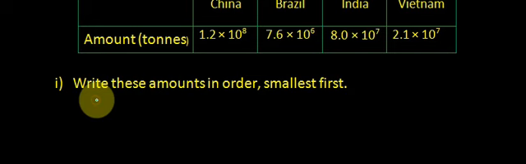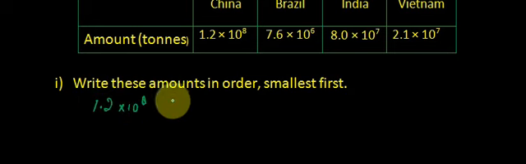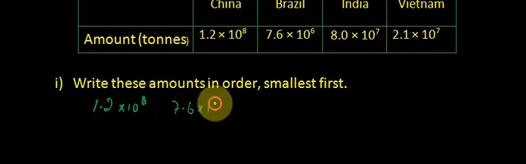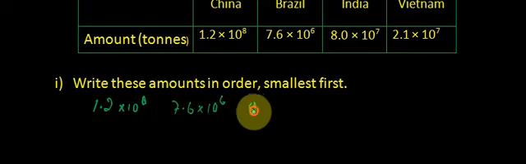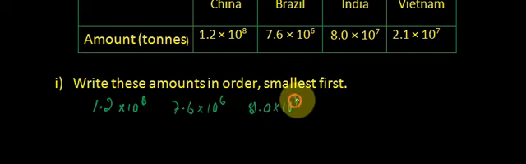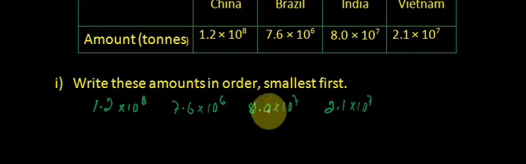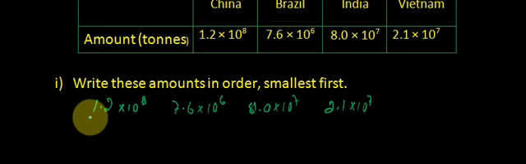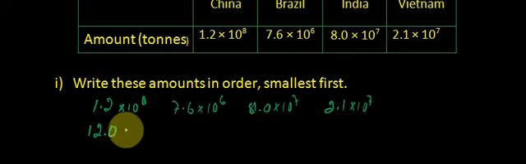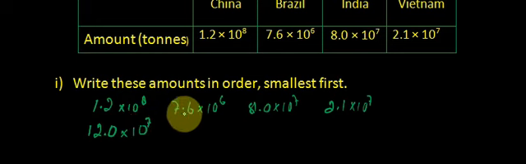So 1.2 multiplied by 10 to the power 8, 7.6 multiplied by 10 to the power 6, then 8.0 multiplied by 10 to the power 7, and 2.1 multiplied by 10 to the power 7. There are two powers of 10 which are 7, so it is easy to convert all the numbers to power 7. So 1.2 can be converted into 10 to the power 7 by moving the decimal from left to right 1 digit. So it becomes 12.0 or 12 multiplied by 10 to the power 8 minus 1, which is 7.